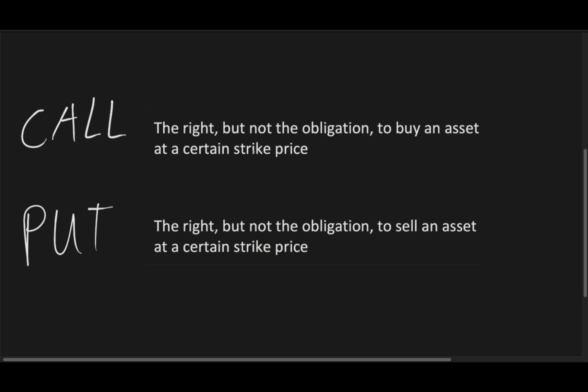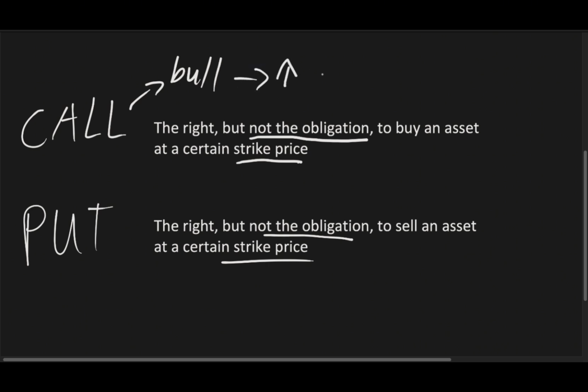A call option is the right, but not the obligation, to buy an asset at a certain strike price, while a put is the right, but not the obligation, to sell an asset at a certain strike price. You can think of a call as a bullish sentiment on a stock, meaning you think the stock is going to go up. A put option is more of a bearish sentiment towards a stock, commodity, or asset, meaning you think it's going to go down.